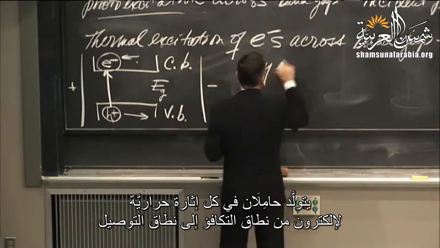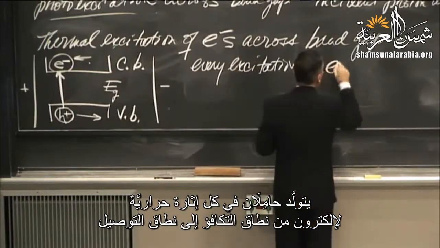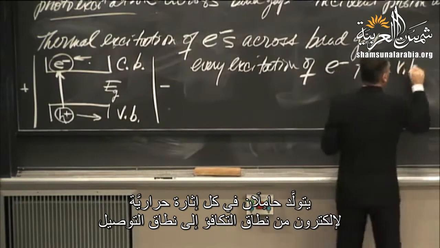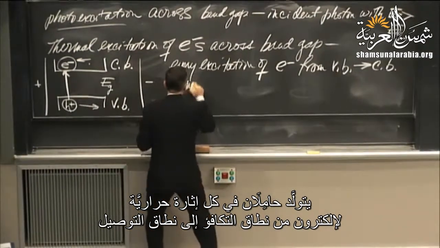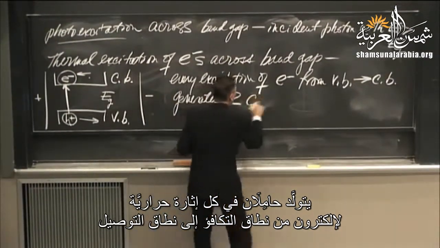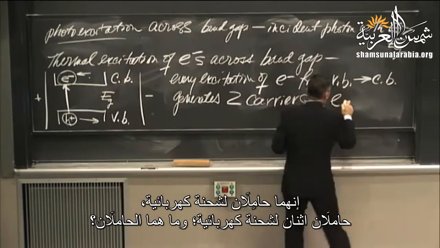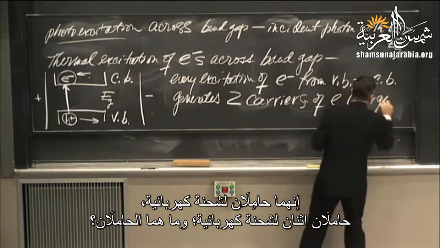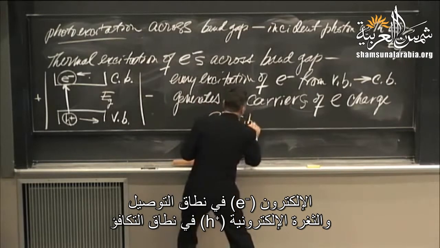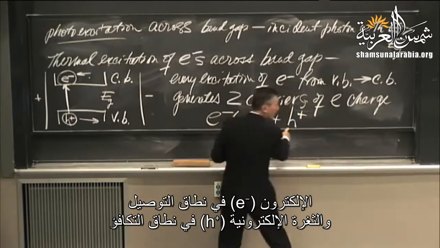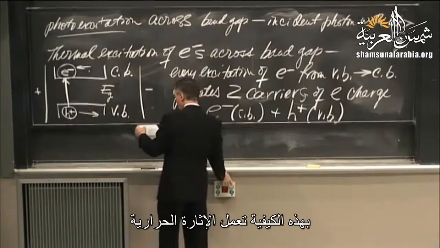Every excitation of electron from valence band to conduction band generates 2 carriers. Carriers of what? Water? Carriers of electrical charge. 2 carriers of electrical charge. And what are they? The electron in the conduction band and the hole, little h with a plus sign, in the valence band. So that's how thermal excitation works.